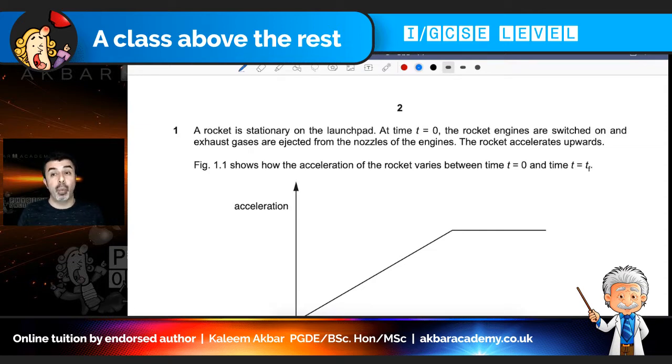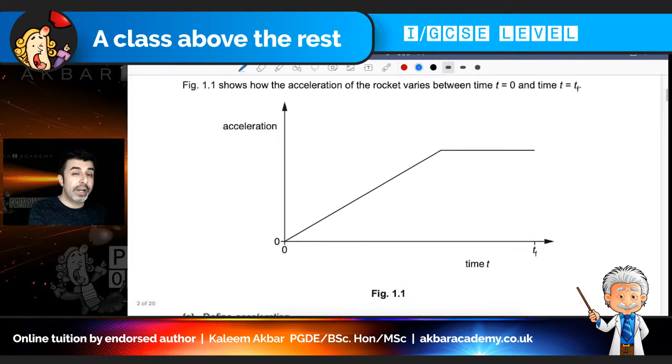Today we are going to look at the Cambridge IGCSE Physics Syllabus 0625, Summer 2019, Paper 4, Variant number 1, question number 1, and it's all about motion. So let's get stuck right in. A rocket is stationary on a launch pad at time t equals 0. The rocket engines are switched on and exhaust gases are ejected from the nozzles of the engines. The rocket accelerates upwards. Figure 1.1 shows how the acceleration of the rocket varies between times t equals 0 and t equals tf.